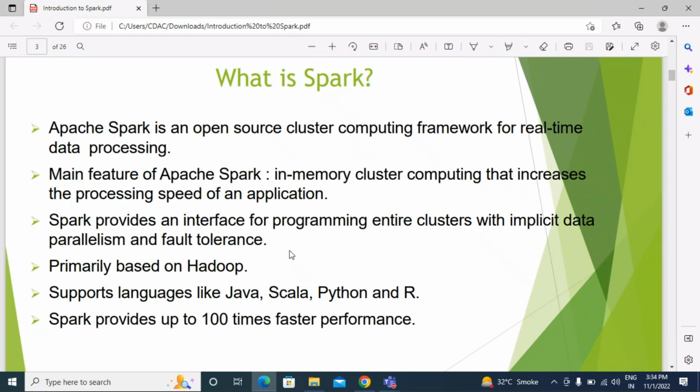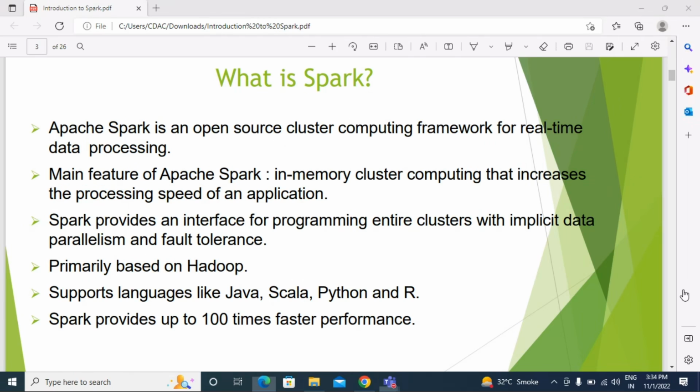Okay. Then Spark provides an interface for programming entire clusters with implicit data parallelism and fault tolerance. So the Spark programming environment works on the entire cluster with implicit data parallelism. Again, the processing is happening in parallel format, and it is also maintaining fault tolerance. We'll discuss how fault tolerance is taken care of by Spark.